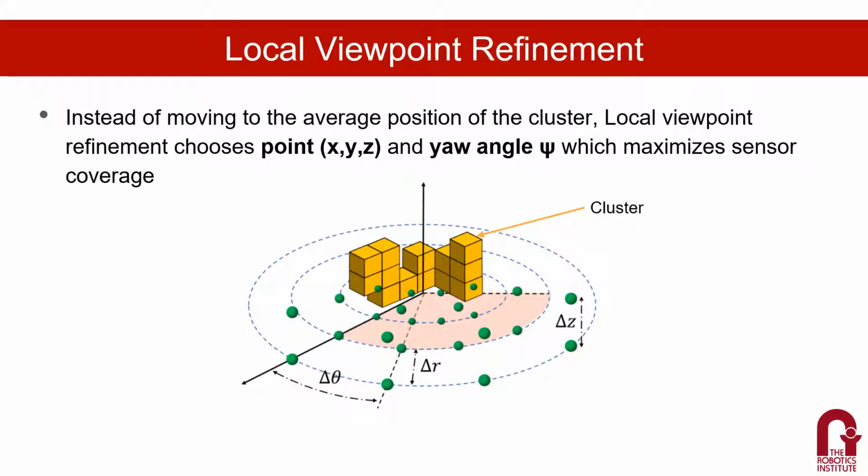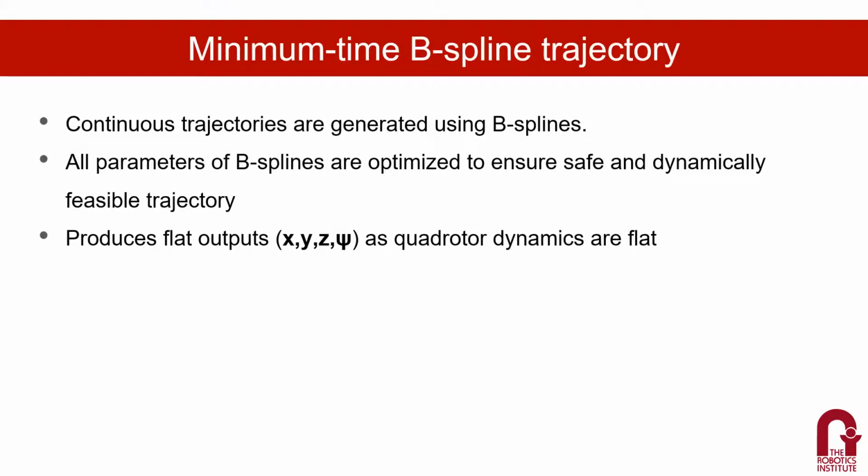In the second step, instead of moving to the average position of the cluster, the local viewpoint refinement procedure chooses a point, XYZ, and yaw angle, which maximizes sensor coverage. In the third step, minimum time B-spline continuous trajectories are generated by optimizing all parameters of the B-splines. This routine produces flat outputs as quadrotor dynamics are differentially flat.